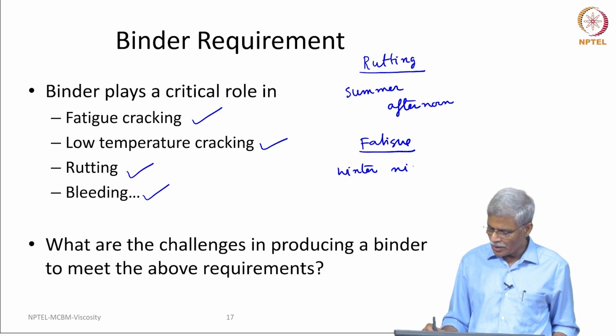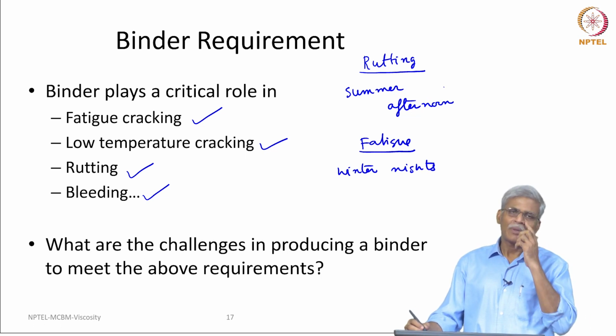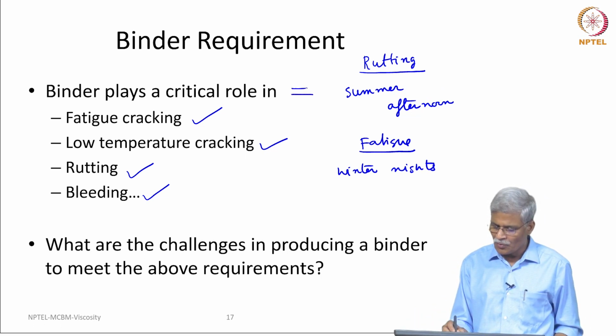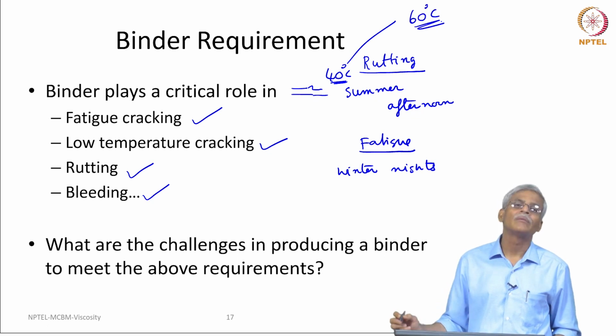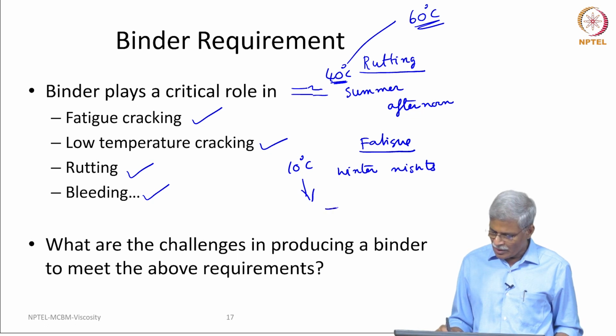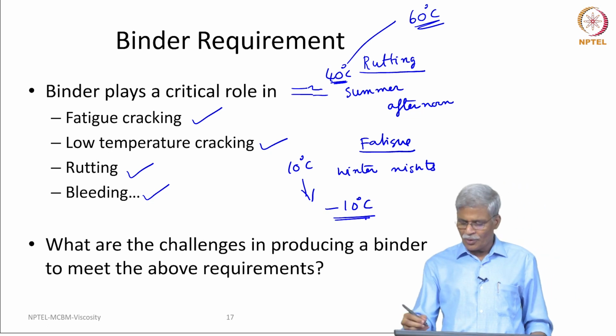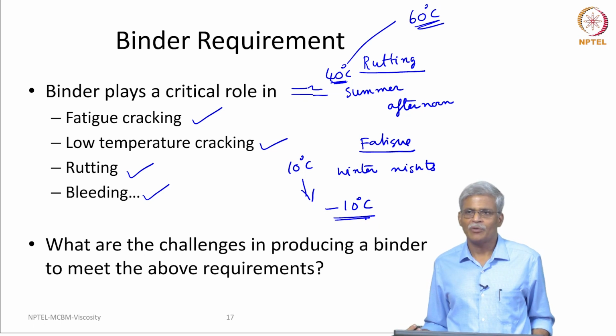winter nights. So, what really happens on a summer afternoon when the air temperature is, let us say, roughly of the order of 40 degree centigrade or above, the pavement temperature can go above 60 degree centigrade. And in the winter, when the night time temperature, let us say, goes to 10 degree centigrade, the pavement temperature can go even up to minus 10 degree centigrade. So, when you have this kind of wide range of temperature, maximum as well as minimum, you are going to have such kinds of failure.